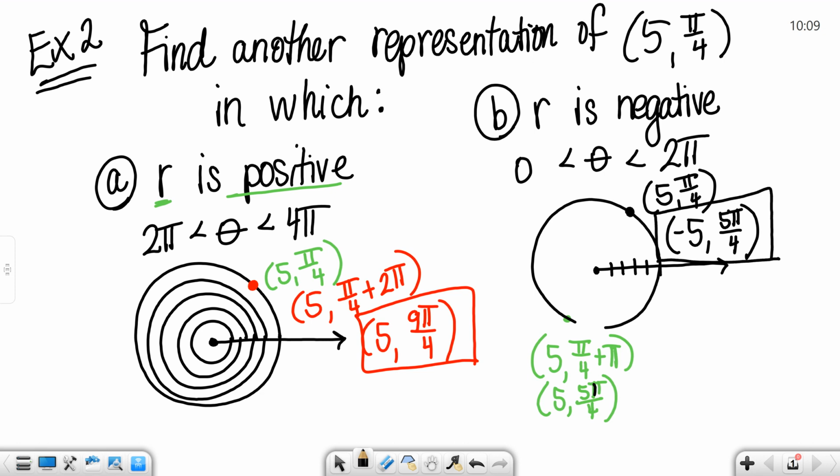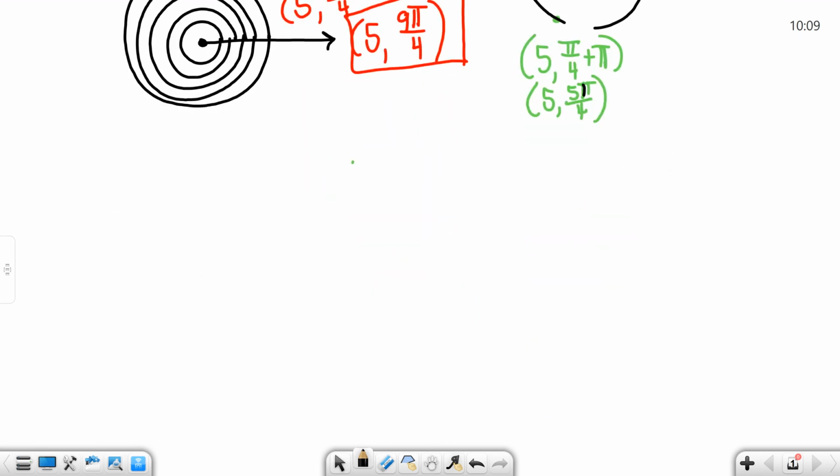If you use our little formula up above, notice it said you can change this to a negative r and add pi, or you could also go around the circle however many times you want, plus 2 pi n. But our directions wanted our theta to stay between 0 and 2 pi. Okay, one more.